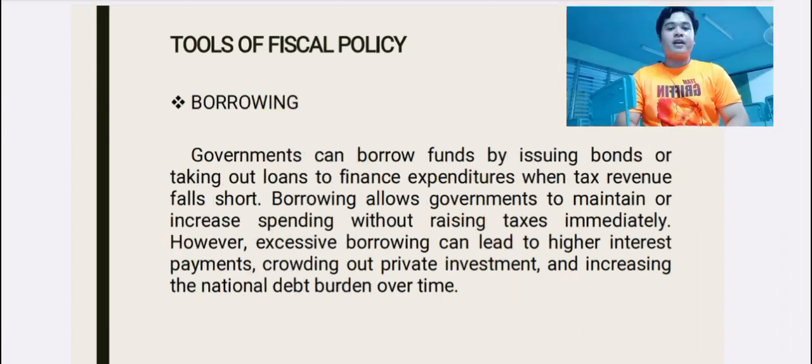Number three is borrowing. Governments can borrow funds by issuing bonds or taking out loans to finance expenditures when tax revenue falls short. Borrowing allows government to maintain or increase spending without raising taxes immediately. However, excessive borrowing can lead to higher interest payments, crowding out private investment and increasing the national debt burden over time.